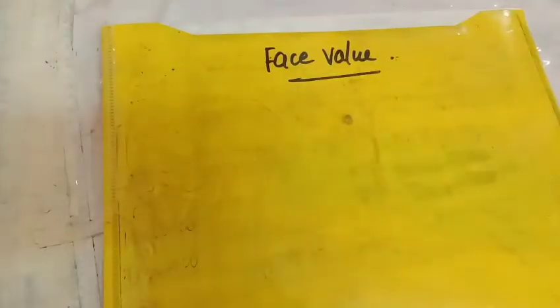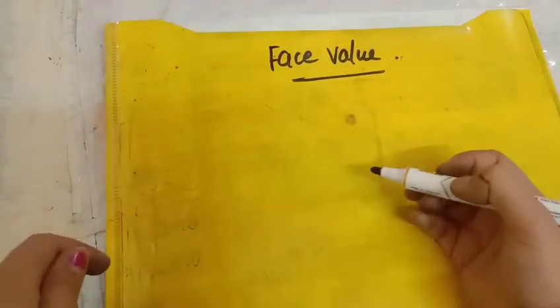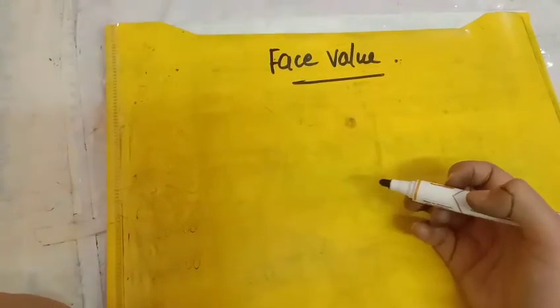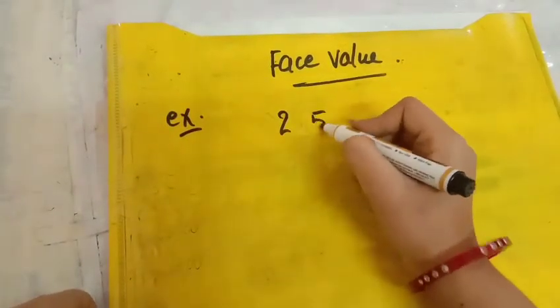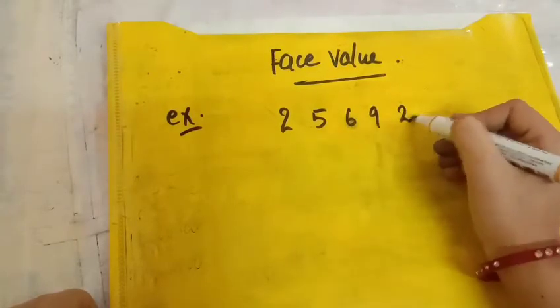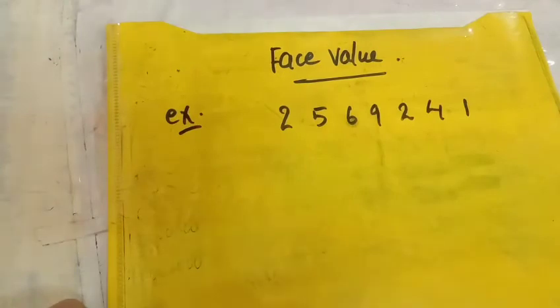Now let's understand face value. As I have explained to you, face value of a digit in a number is the same as the digit itself. So let's take an example to clear the concept of face value. Example: 2569241. Now you have to find out the face value of each digit in this number.